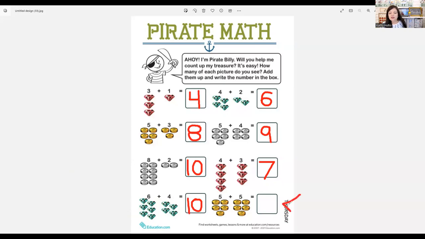The last one is 5 plus 5, and you might already know the answer. What is 5 plus 5? Yeah, but let's count just to make sure. 1, 2, 3, 4, 5, 6, 7, 8, 9, 10. 5 plus 5 equals 10. So another 10. So write 1, 0. Well, you did such a great job counting all this pirate treasure. I'm going to give you an A plus and a smiley face.